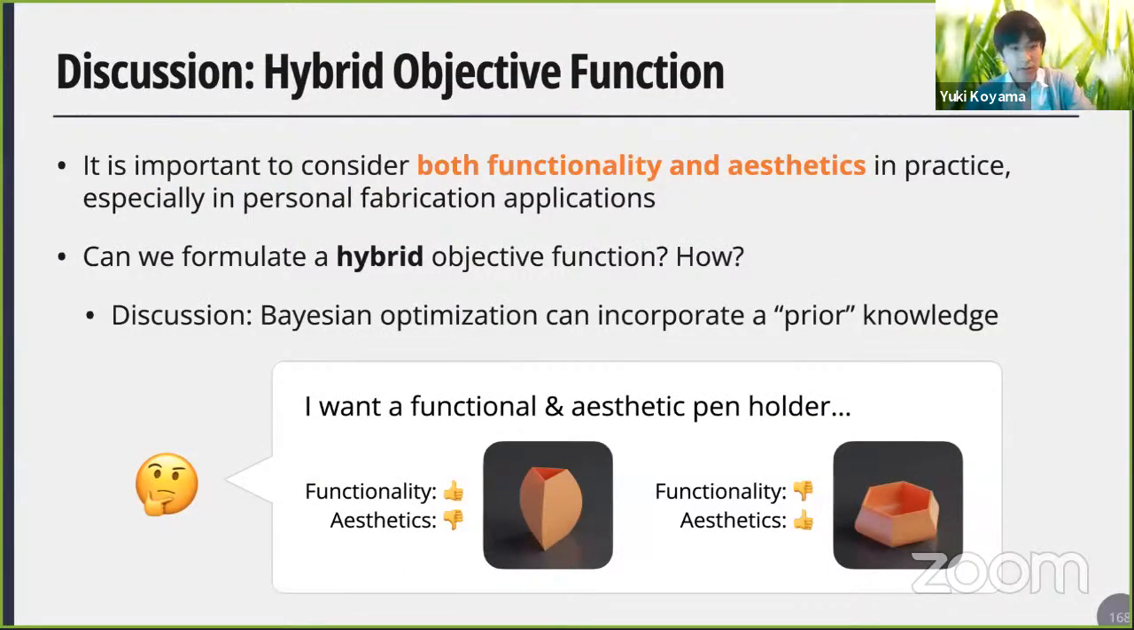In this talk, we assumed that the objective function is defined by preference only. But in practice, especially in personal fabrication scenarios, it is very important to consider both functionality and aesthetic preference at the same time. So one of the most important next challenges is to formulate a hybrid objective function that considers both functionality and aesthetics at the same time and build a human-in-the-loop framework tailored for this situation.